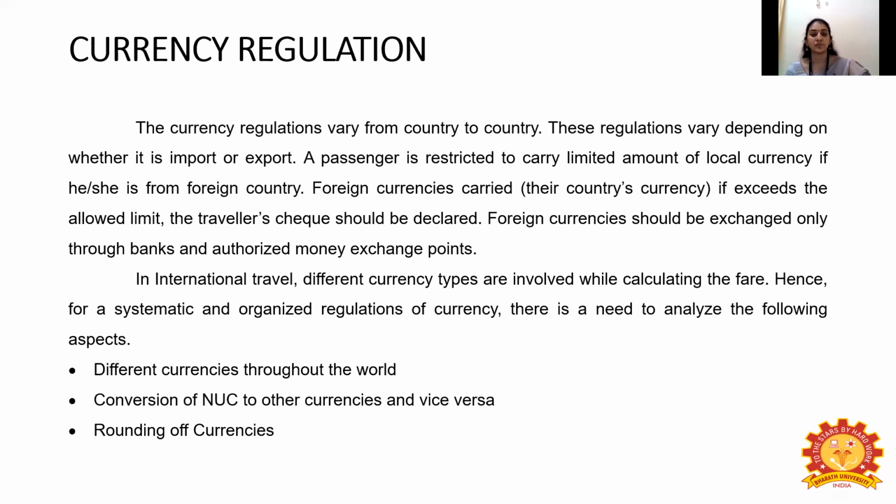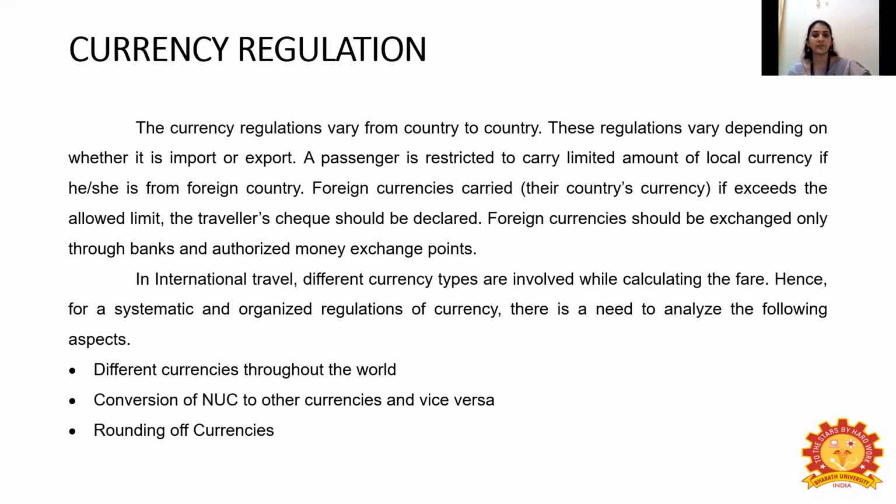So what do we do now? Now we know the currencies. What are the basic regulations? The currency regulations vary from one country to another. They also depend upon the import or export, whether the currency is imported or exported. Based on that, the currency regulation also changes. There is always a limitation for every passenger, especially when they are traveling from one country to another. So it means you cannot carry a large amount of currency in your hand.